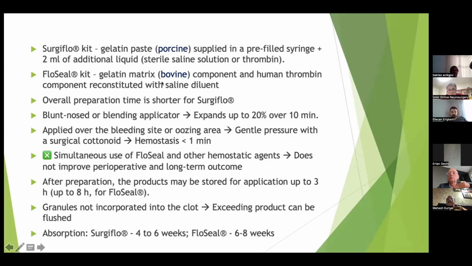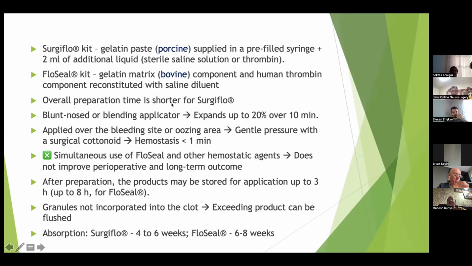FlowSeal is a bovine component. It's made from cow source, and a human thrombin component is there, and it is reconstituted with saline diluent. So basically, this has bovine gelatin with thrombin. FlowSeal has the bovine gelatin with thrombin, whereas SurgiFlow has porcine gelatin with either saline or with thrombin.